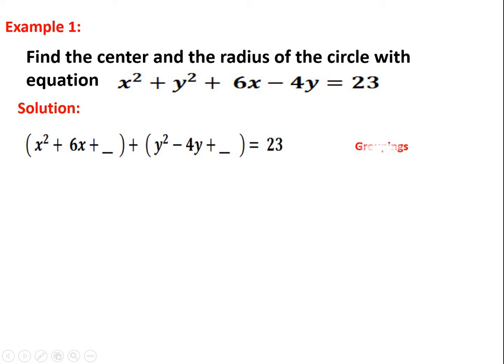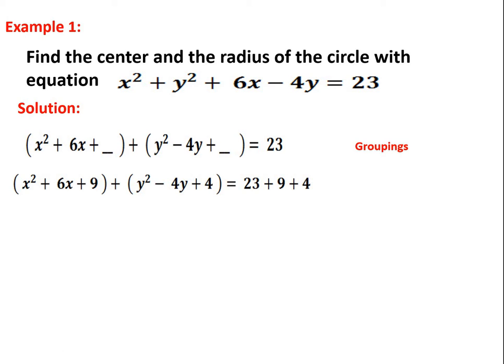Simple, this is by grouping. So 6 divided by 2, which is 3, and square it. So add it here, so we have 9. And on the other part, we have -4 divided by 2 is -2. Square it, we have 4. So add it here. Whatever you do on your left side, you must also do on your right side. So we have 23 plus 9 and plus 4. And that is completing the square.